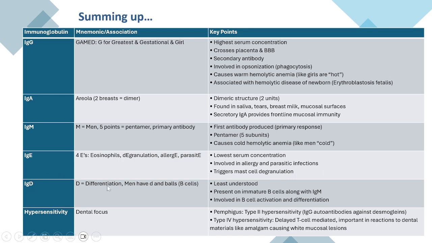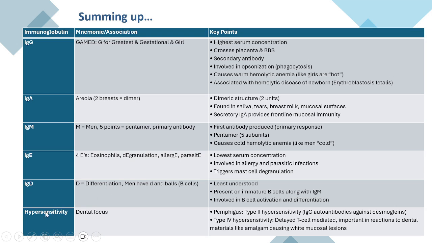And IgD, D for differentiation, and the analogy, which is a little vulgar: men have D and balls, in which the balls stood for B cells. It is the least understood. It is present on naive B cells, and whenever IgD comes into play, IgM always helps IgD. So IgD and IgM are kind of related.